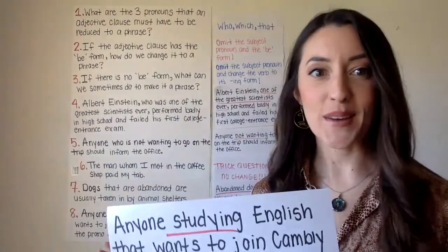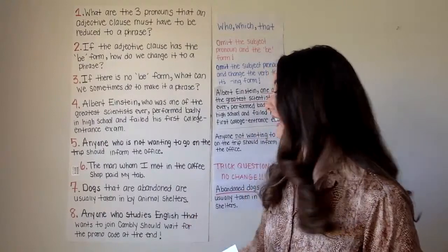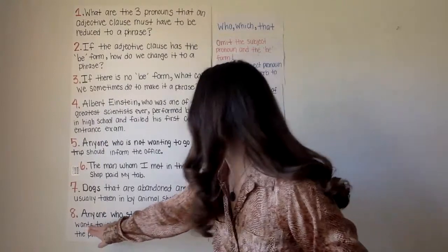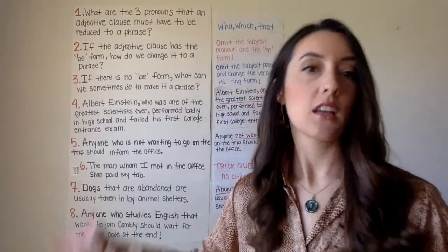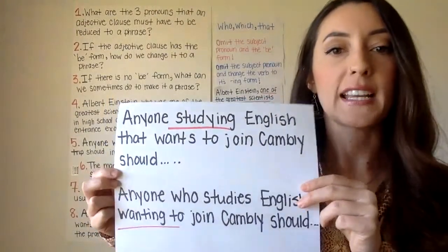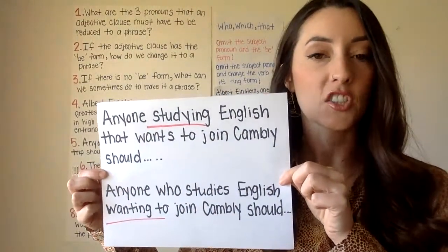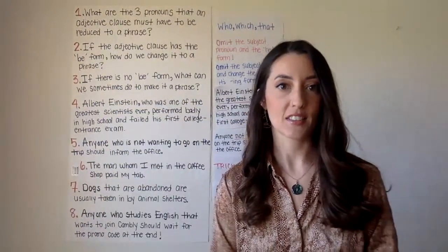Or there's another way to change it. If I follow the pronoun that, it's still not followed by be. It's followed by wants, okay? But I can change wants to wanting. So it just depends on which one you choose. So I could also say anyone who studies English wanting to join Cambly should wait for the promo code at the end. All right?